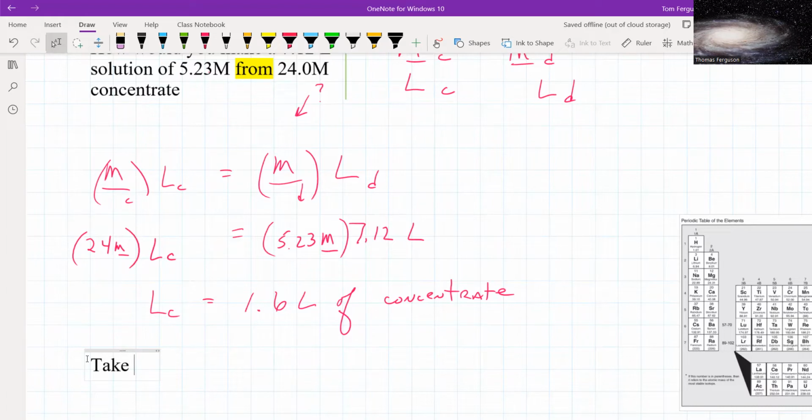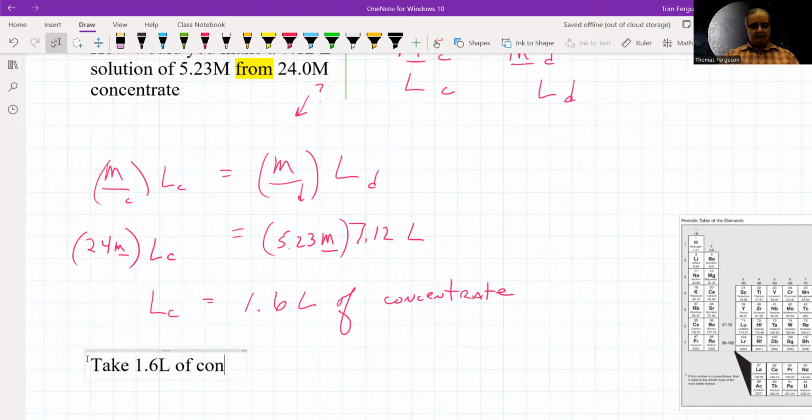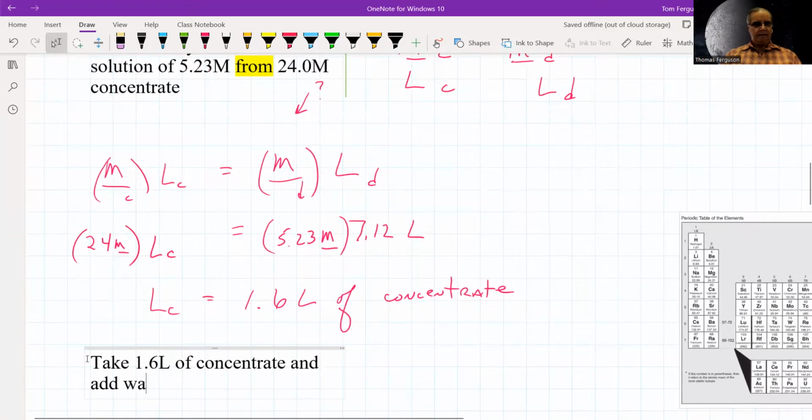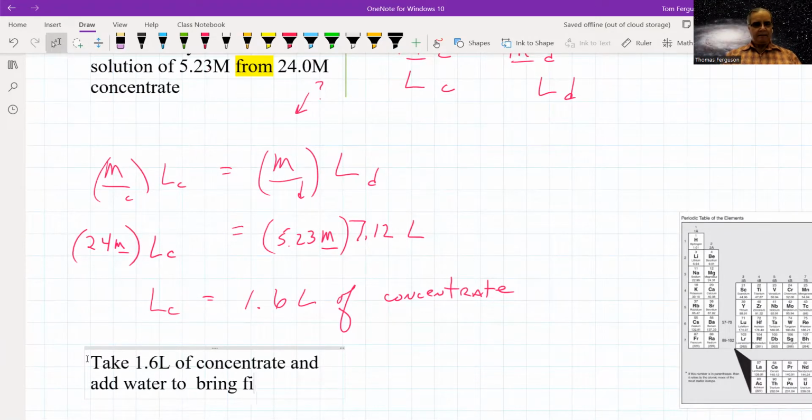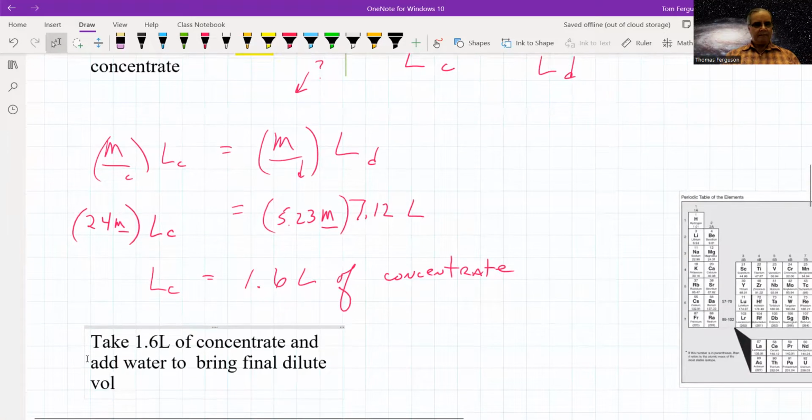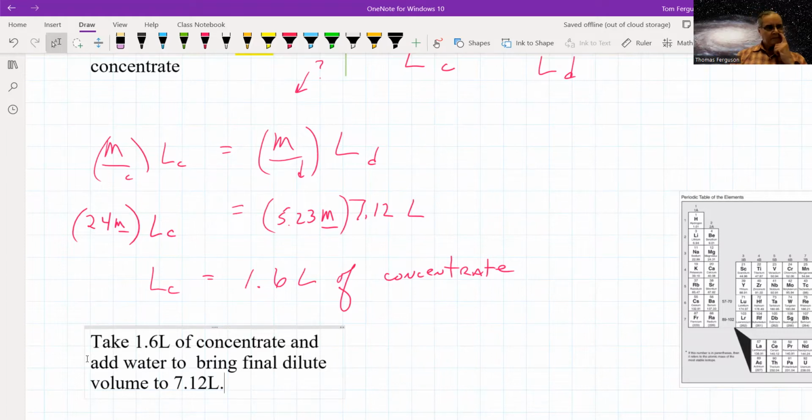So we divide or subtract it? Subtract, we can figure out how much to add. Does that make sense? So we're going to take 1.6 liters, and take the 1.6 liters concentrated sodium hydroxide. Let's say that.